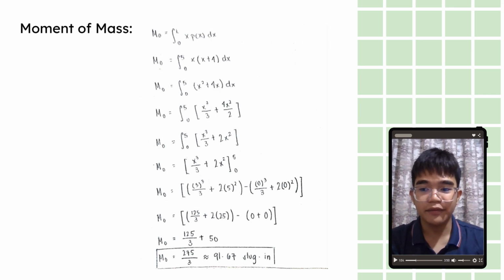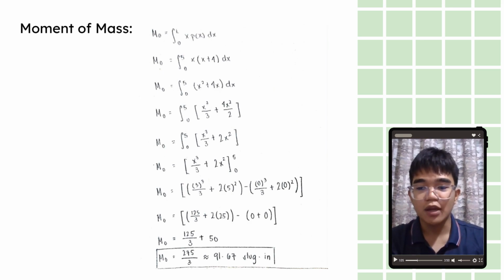Once we have the antiderivative of the function, we write it inside the bracket with the upper limit 5 and the lower limit 0 on the right side. Now we substitute in the upper limit 5 and subtract the lower limit 0. So we have 5 cubed over 3 plus 2 times 5 squared in the upper limit, minus 0 cubed over 3 plus 2 times 0 squared in the lower limit.